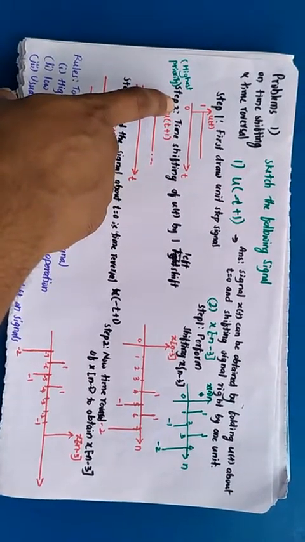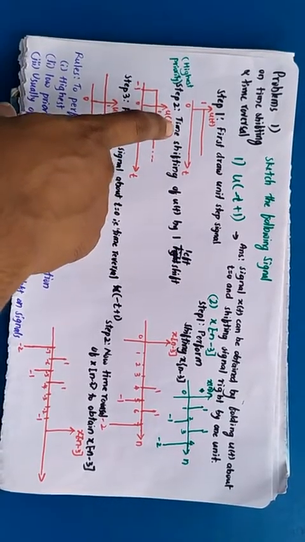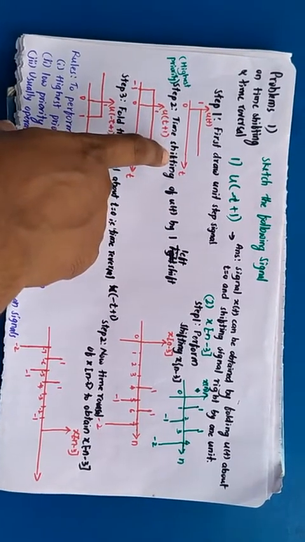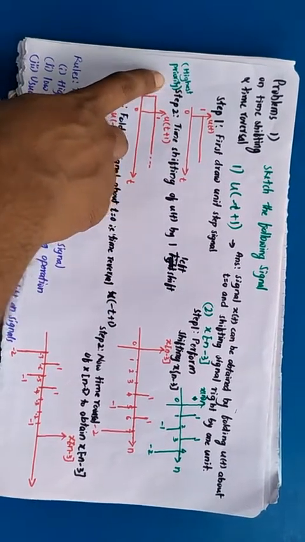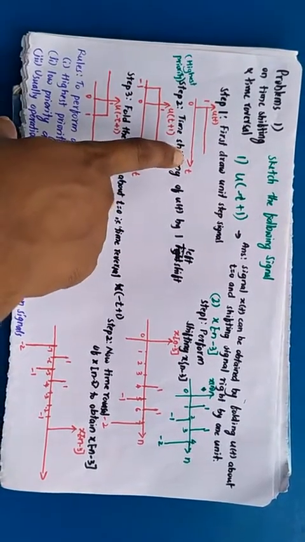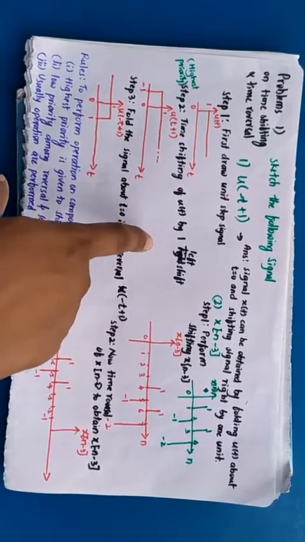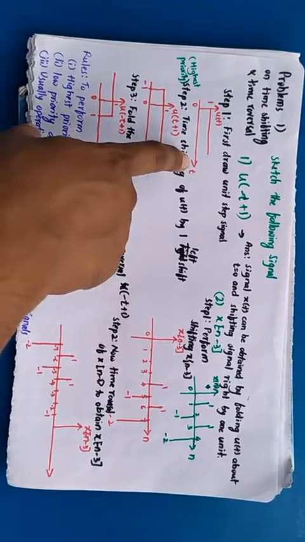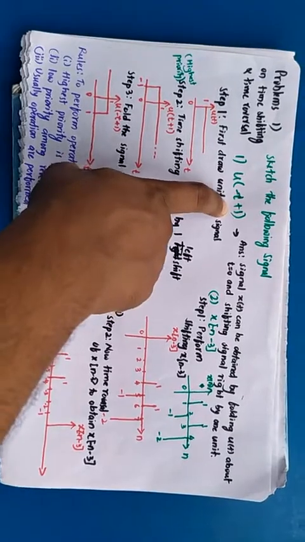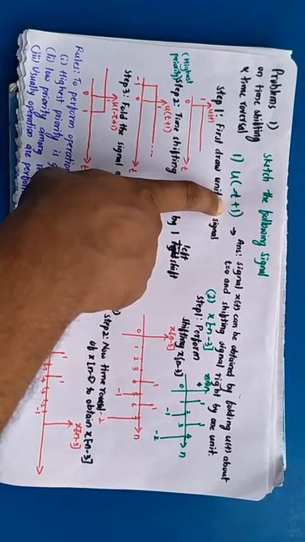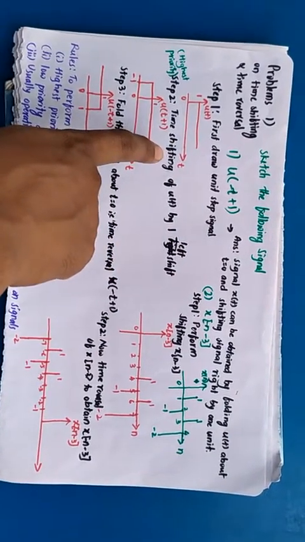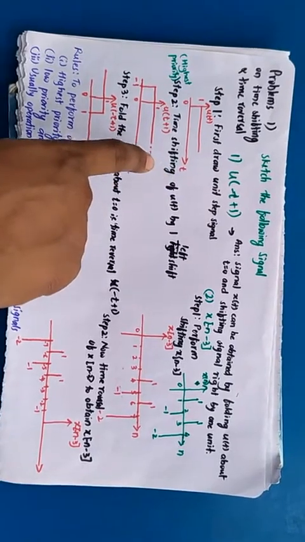In the second step, we do a time shifting of u of t by 1 unit. Why are we going for time shifting first? Because it has the highest priority, as already discussed in the previous lecture. Time shifting has the highest priority among all the basic operations. So u of t we have to shift by 1 unit, and here there is a plus. Plus means advancing the signal, which means we shift it to the left side, as discussed in the previous lecture.